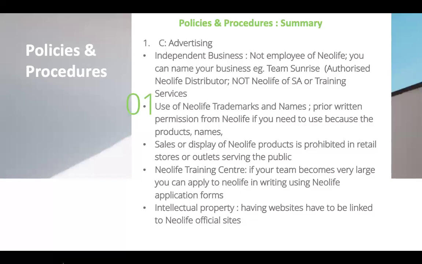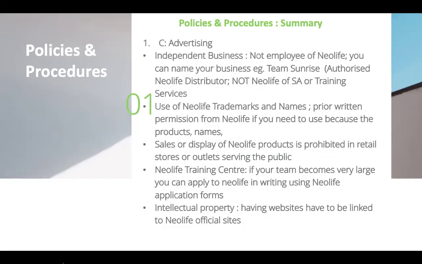Then intellectual property, having a website. If you build a website for yourself as a distributor and you want to display the products, please use a website that is sanctioned by Neolife. All of us have https://shopneolife.com/ followed by your name. The company has done that for you already. You can put it on your website. The idea is to maintain the standards that Neolife has put together.